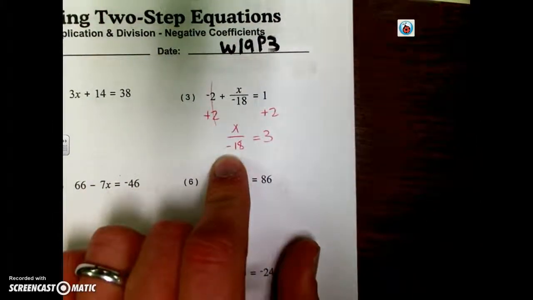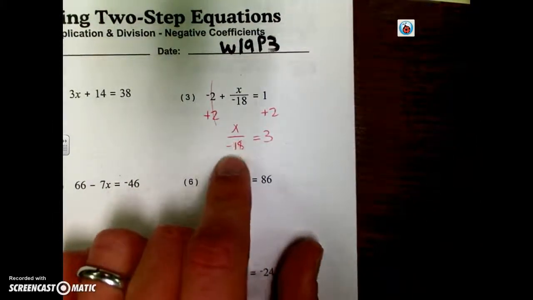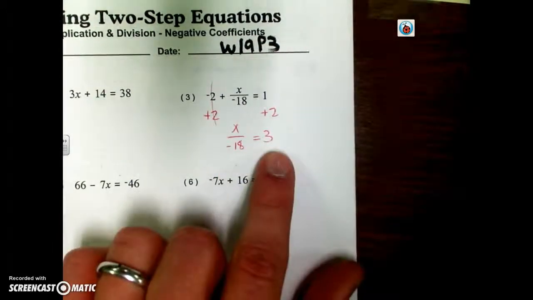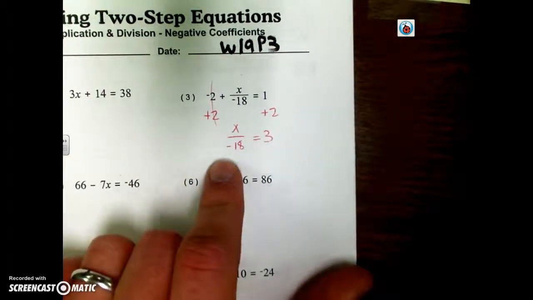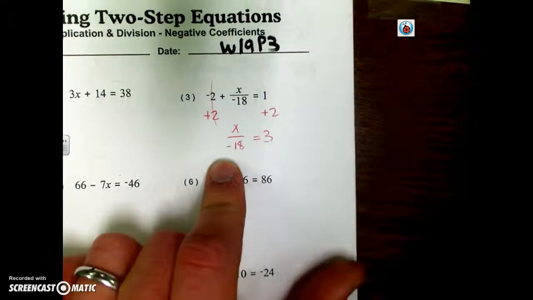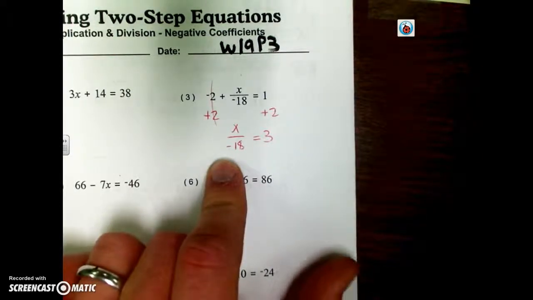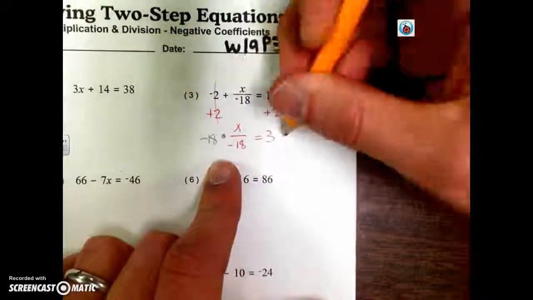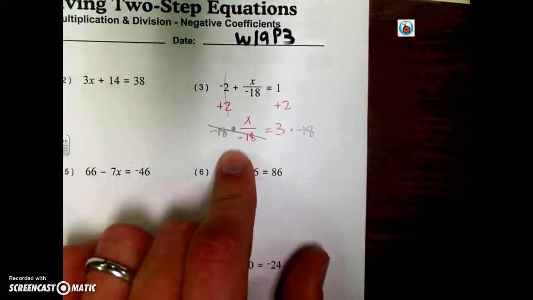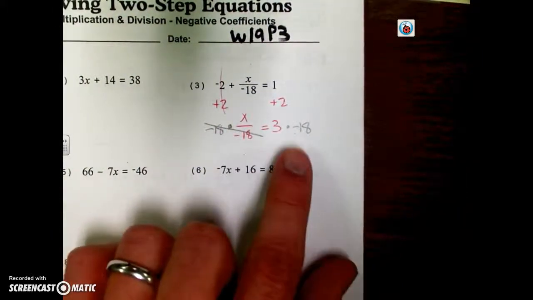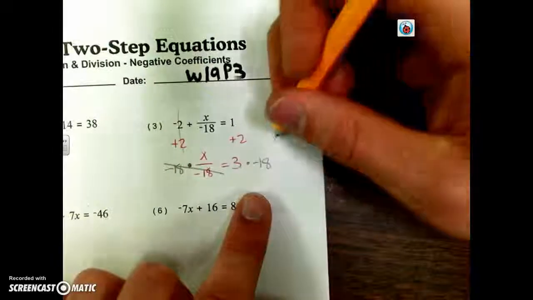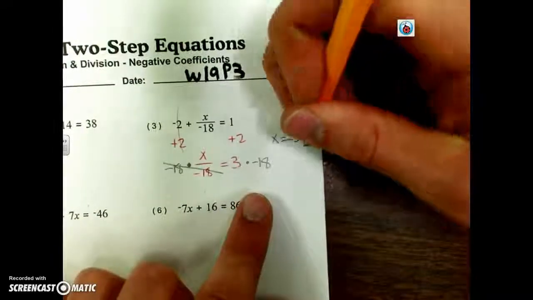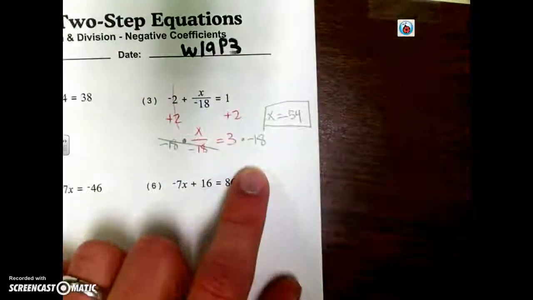Once we have this here, we'll be looking at an x divided by a negative 18 is equal to a 3. So this is x divided by negative 18. We need to do the opposite of both sides and multiply by negative 18. Those will cancel out, leaving us left over with x is equal to 3 times the negative 18. We have x is equal to a negative 54.